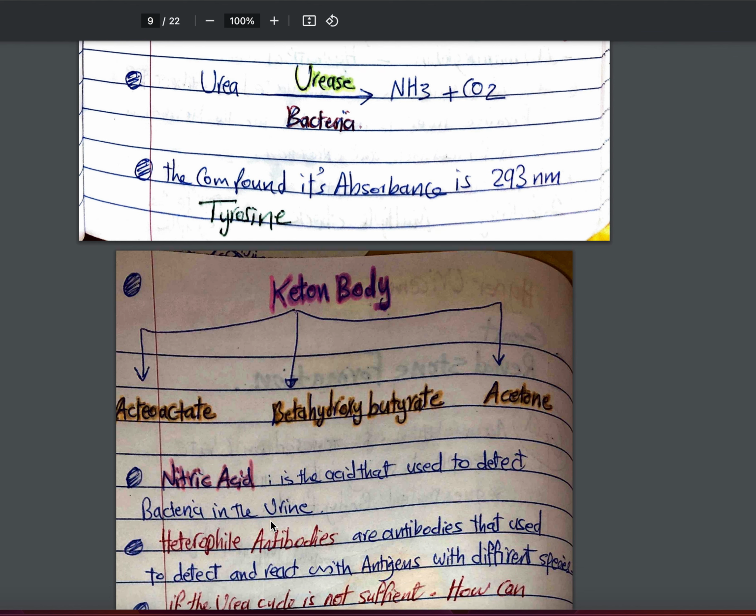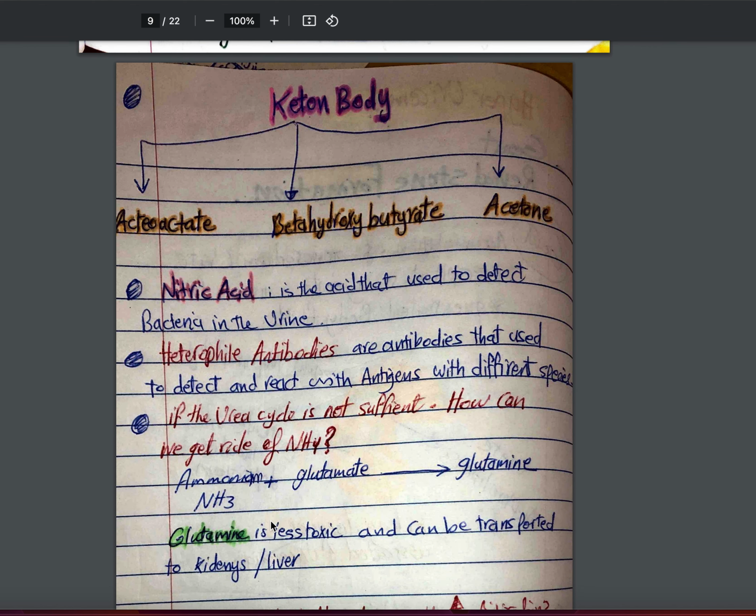Okay, then we discuss the ketone bodies. I also explained the ketone bodies in a separate video, and we said that the ketone bodies are subdivided into acetoacetate, beta hydroxybutyric acid, or we can say butyrate, and acetone. So these are the types of ketone bodies. So if the question is, what are the ketone bodies? Acetoacetate, acetone, beta hydroxybutyrate.